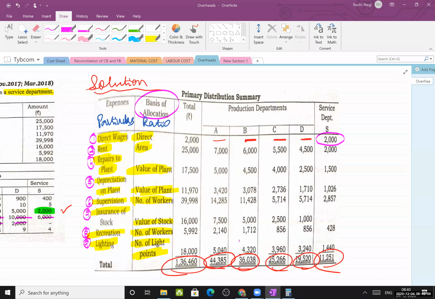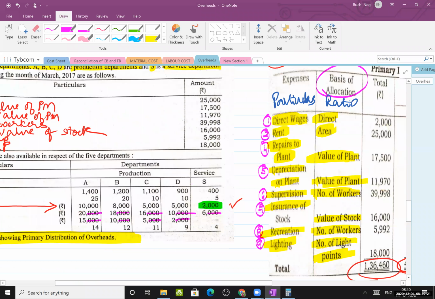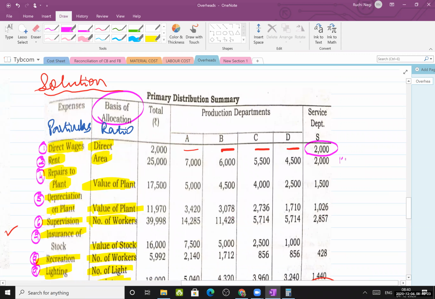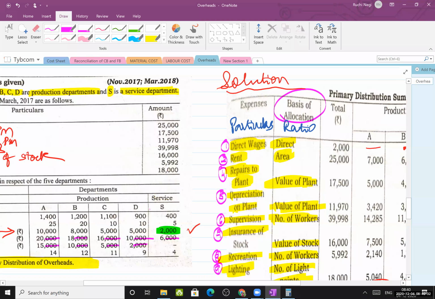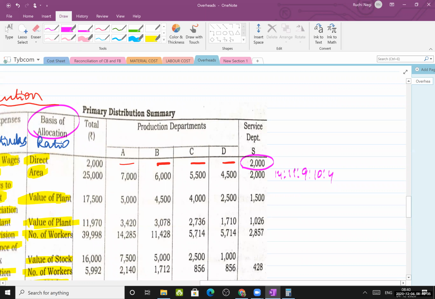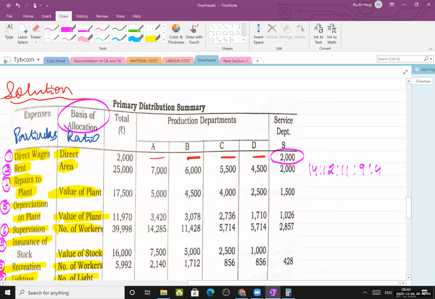Okay, so the first one is done, it's given in the question. Area ka what was the ratio? I just told you, drop down the zeros. So it is 14 is to 12 is to 11 is to 9 is to 4. Okay, so see, I'm writing the ratio. 14, 12, 11, 9, 4. So this is my ratio for rent.